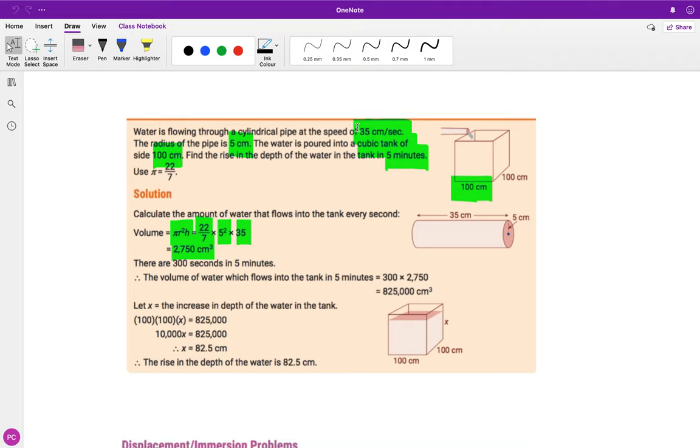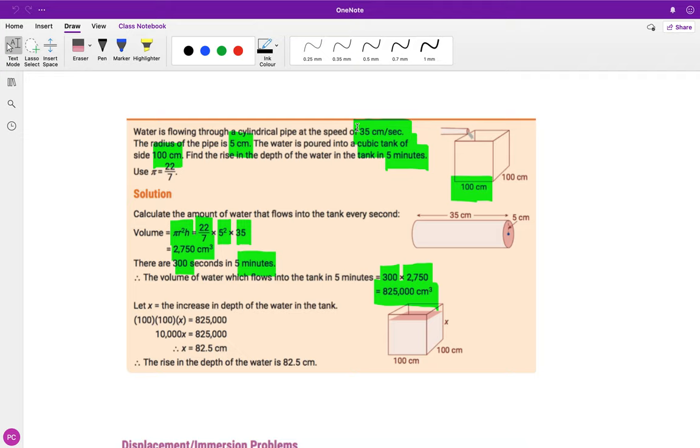So we say, well, okay, 5 minutes, there's 300 seconds in 5 minutes. So the volume of water which flows into the tank in 5 minutes is going to be, well, here's going to be in a second, and here's going to be in the 300 seconds, or the 5 minutes. So that's how much water is going to flow into the tank. Doesn't matter about the shape of the tank at this point. We're just wondering how far it's going to go up. So we're worried about the volume of the cylinder in this case.